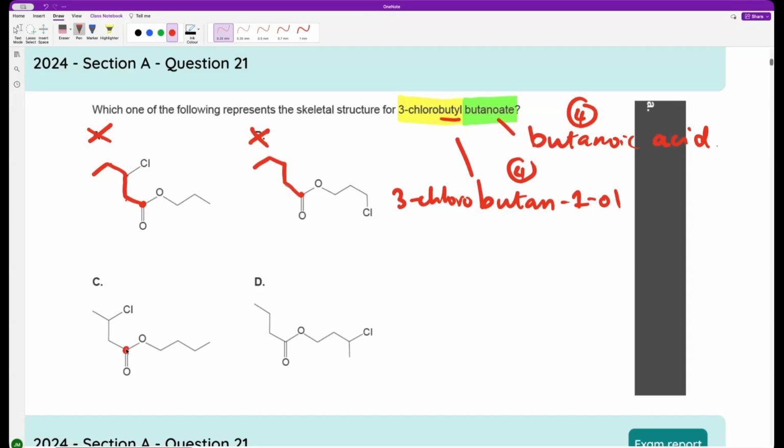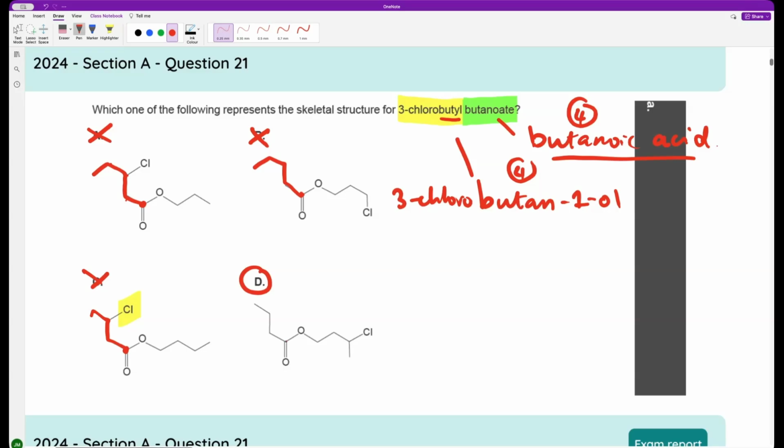Now have a look at C. There's a carbon there. 1, 2, 3, 4. Okay, that looks promising. There are 4 carbons, right? But we have the chlorine sitting here. The chlorine is currently on the carboxylic acid side of the molecule, but we know that it came from butanoic acid, and butanoic acid has no chlorine group attached to it. So it can't be C. It must be D, but let's give ourselves some extra conviction in our answer.